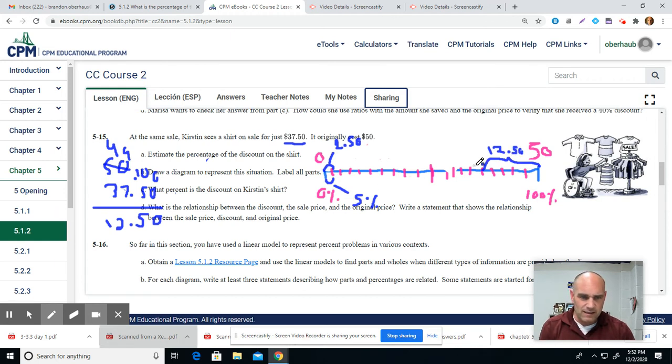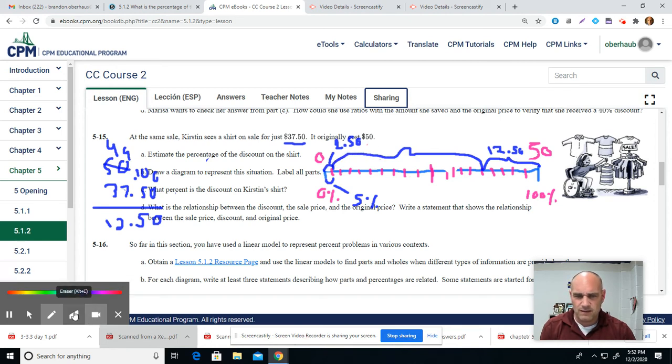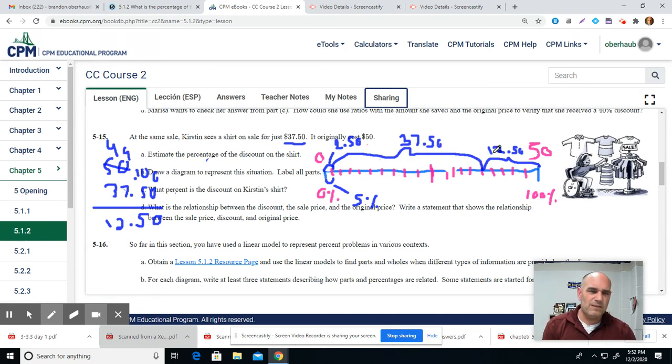That means that the distance from here all the way to the beginning, I wish this was neater. Let me get, all right, and that means that is going to be the price of the shirt, which is $37.50. All right. So the price of the shirt plus how much I'm saving equals $50. Now, remember, each of these was worth 5%. So let's see how much I saved. So that's 5, 10, 15, 20, 25.